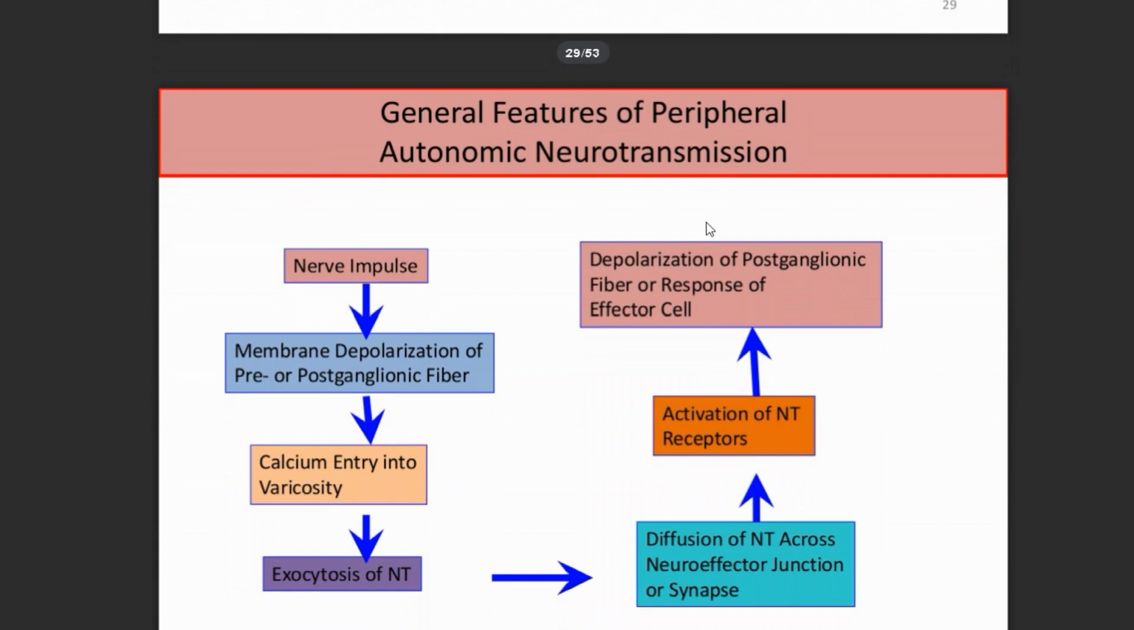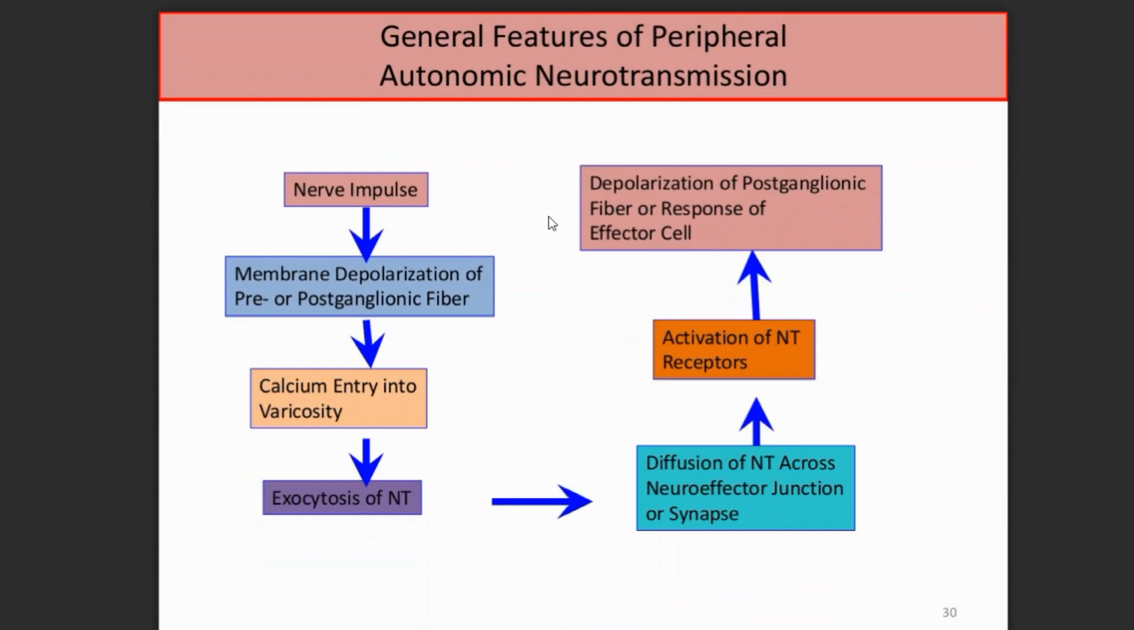General features of peripheral autonomic neurotransmission. First, we have a nerve impulse. This will cause the depolarization of pre- or postganglionic fibers. So calcium will enter the cell. This will cause the exocytosis of neurotransmitter, and the diffusion of the neurotransmitter across the synaptic cleft. They will attach to the neurotransmitter receptors. This will cause the depolarization of postganglionic fibers or a response of effector cells.